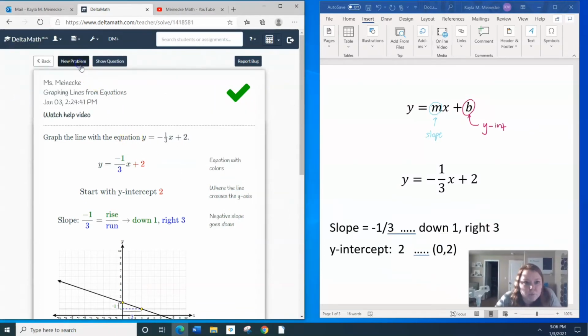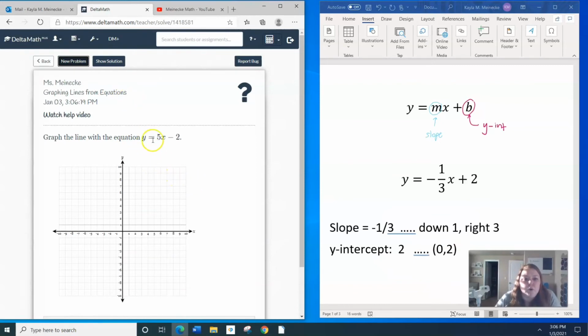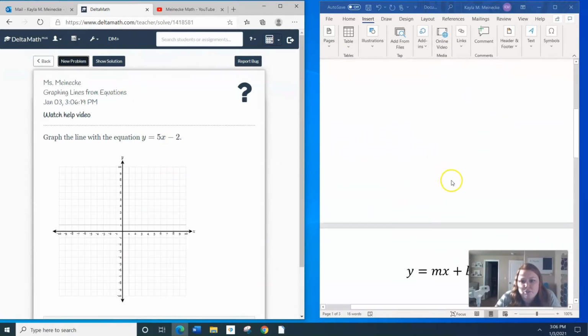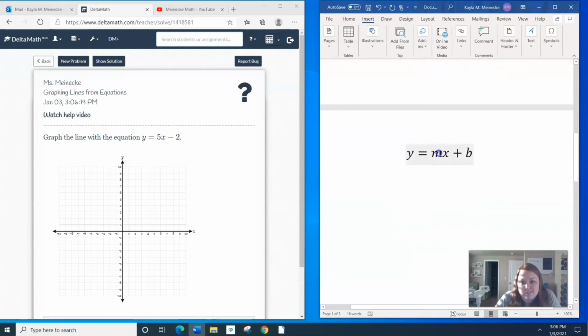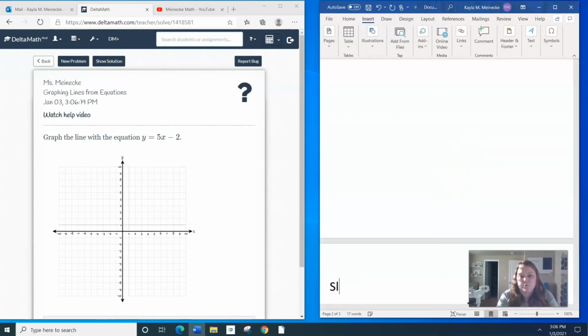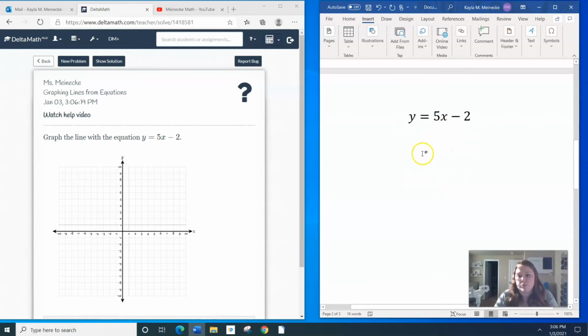Okay, so, new problem. y equals 5x minus 2. I'm going to do this one more time just in case this is helpful. The m value there was 5. And the b value, be careful on this, it's not +2, it's -2. So that tells me that my slope is +5.